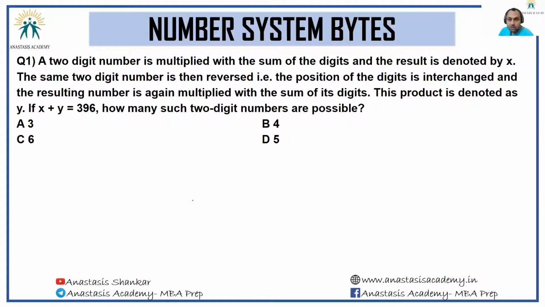Let's look at the solutions for these questions now. A two-digit number is multiplied with the sum of the digits and the result is denoted by x. The same two-digit number is then reversed, that is, the position of the digits is interchanged and the resulting number is again multiplied with the sum of the digits. The product is denoted as y. If x plus y is equal to 396, how many such two-digit numbers are possible?